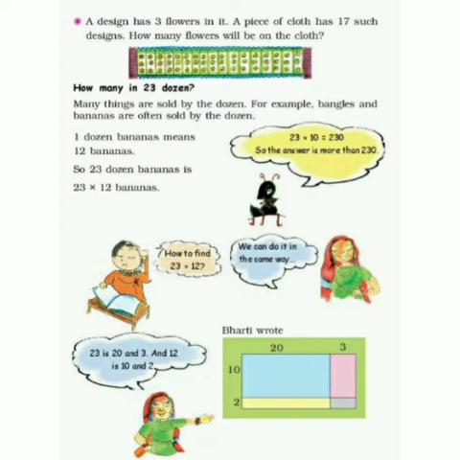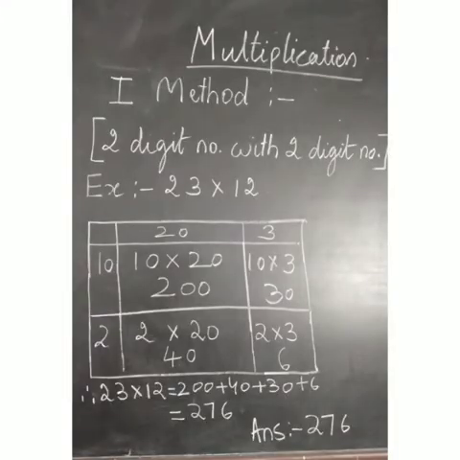So how will you do it? Again I will explain how to multiply. Now again 23 you can write as 20 and 3. So write in the vertical column, horizontal column. And 12 you have to write in the vertical column as 10 and 2, as I have written. Now you have to multiply. 20 multiplied with 10, you will get 200. You can write 10 into 20 also.